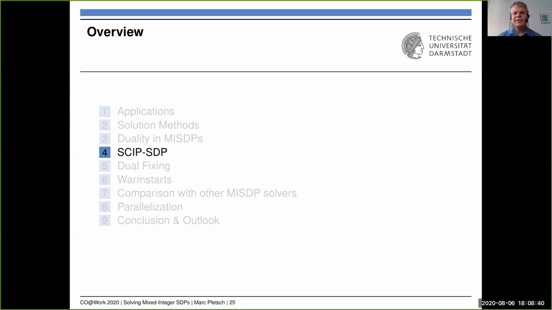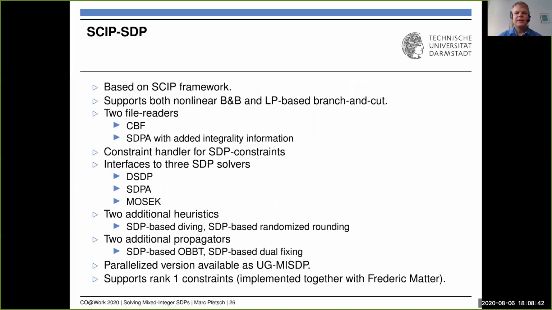Okay, let's come to SCIP-SDP very quickly. SCIP-SDP is based on the SCIP framework, which you should know by now. It supports both nonlinear branch and bound and LP-based branch and cut. It has file readers for two formats, the so-called CBF format and the SDPA format. It implements a so-called constraint handler for SDP constraints. It interfaces to 3 SDP solvers. You've seen them already: DSDP, SDPA, and Mosek.